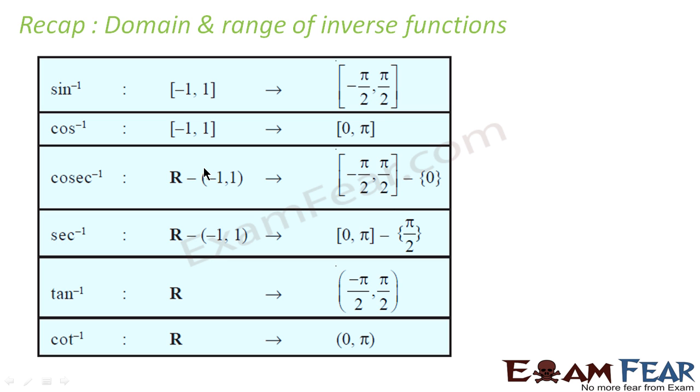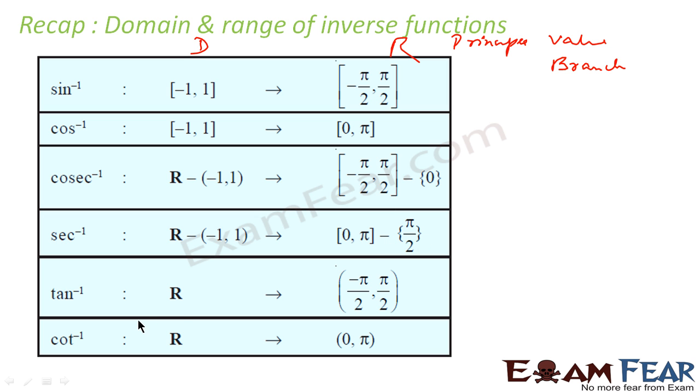For sine inverse, this is my domain and this is range. The domain is minus 1 to 1 and the range is minus pi by 2 to pi by 2. This is the principal value branch. For cos inverse, again minus 1 to 1 is the domain and the range is 0 to pi. For cosec inverse, the domain is any real number except minus 1 to 1 and the range is minus pi by 2 to pi by 2 excluding 0. For sec inverse, same thing, the domain is real numbers except minus 1 to 1 and the range is 0 to pi excluding pi by 2.